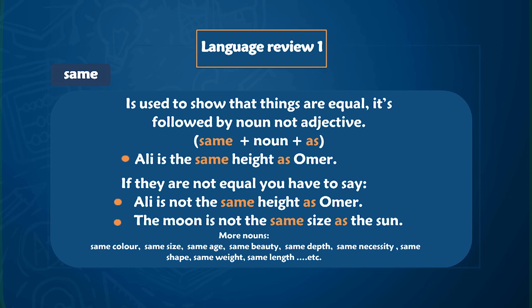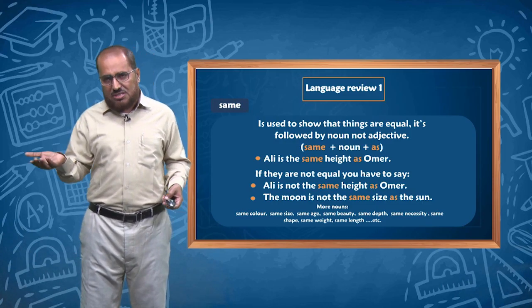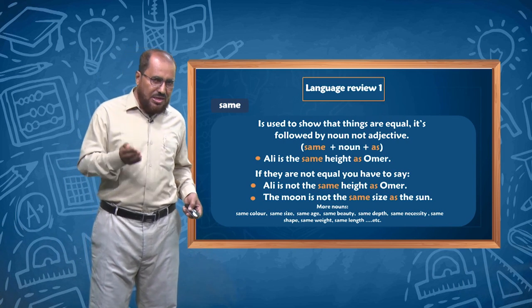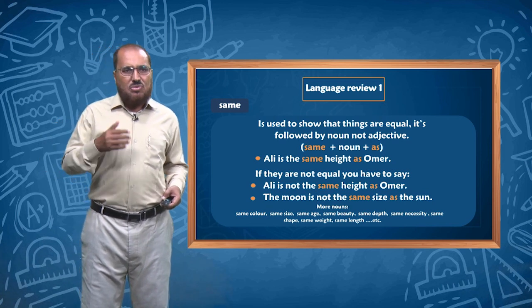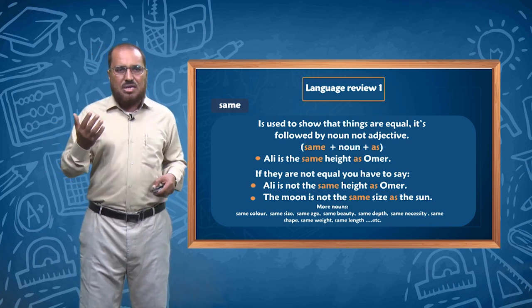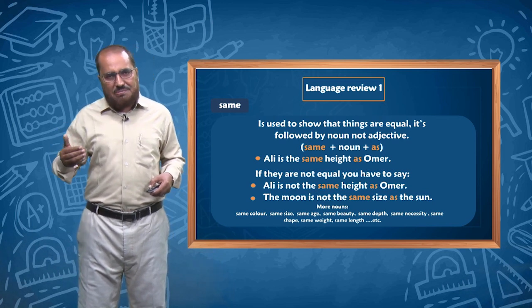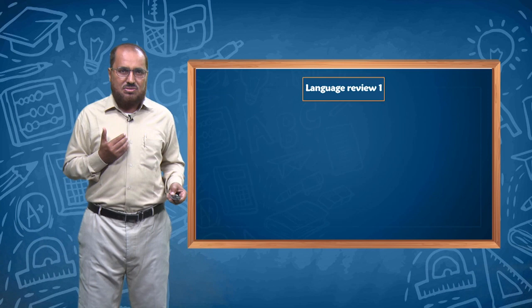You can also form the negatives. Ali is not the same height as Umar. Maybe one of them is taller or shorter. Okay? The same with the story of the moon. The moon is not the same size as the sun. Not the same big, because big is an adjective, and here you have to use a noun, because a noun must follow the same. Okay? And more examples for nouns here: same color, same age, same beauty, same necessity, and so on.